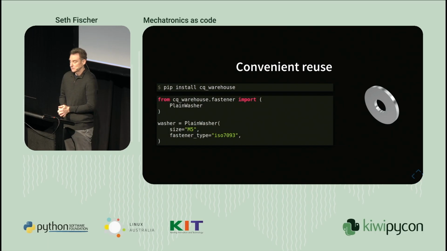Another reason is convenient reuse. You can reuse your own or others' designs. Components or parts can be published as packages or some sort of installable module. In this example, a package has been installed from PyPI, and we're using it to instantiate a 5mm washer. So we don't need to create our own.